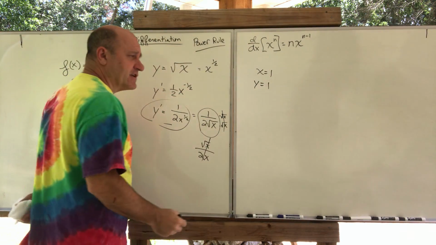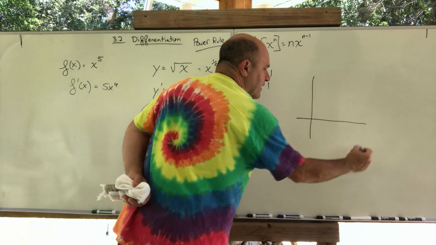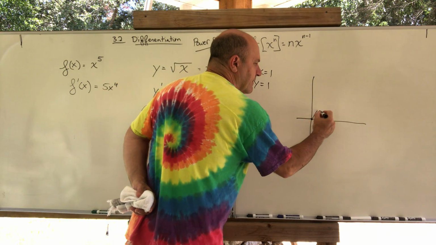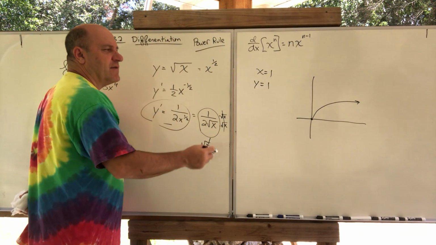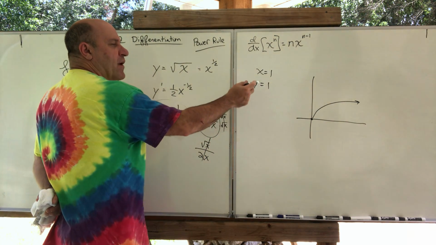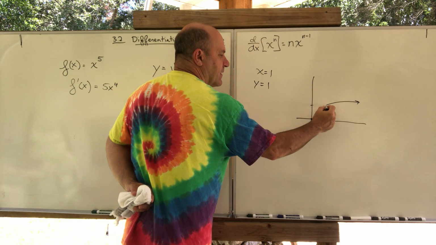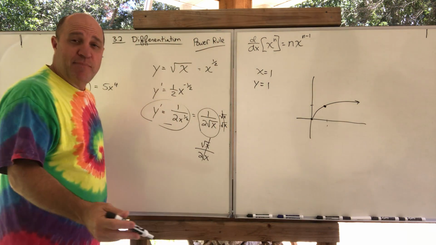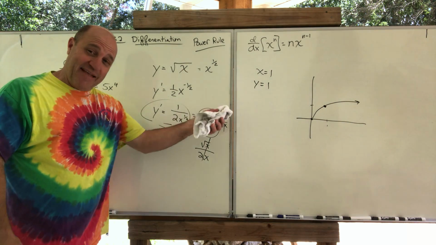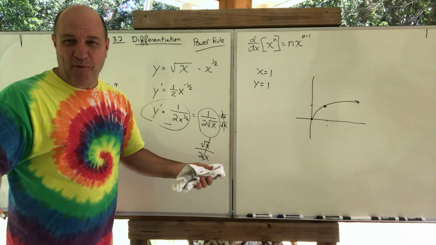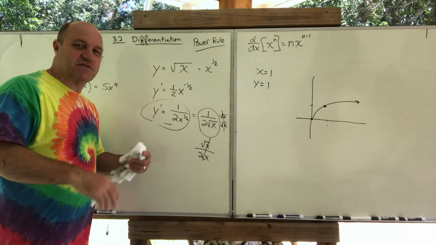I could draw a picture of this actually, real quick. This is the square root function. It looks like this. I just tried to observe that I'm at the point (1, 1). When x is 1, y is 1. We're at this point. And maybe we want the slope of the tangent line at that point. Or maybe I want the slope of the curve at that point. Same thing. The slope of the curve is the slope of the tangent line.